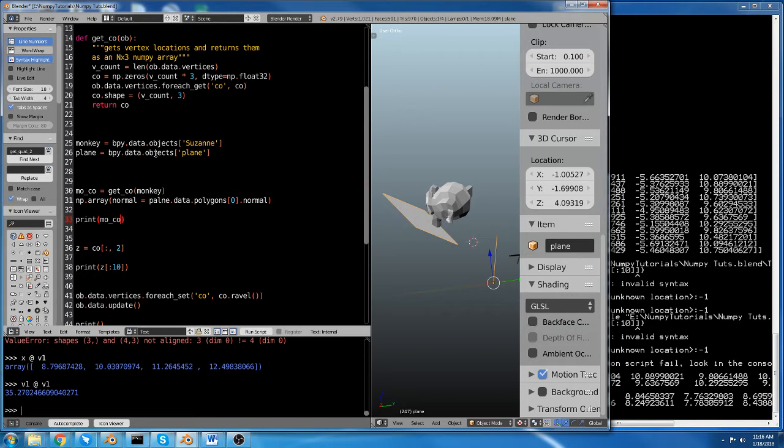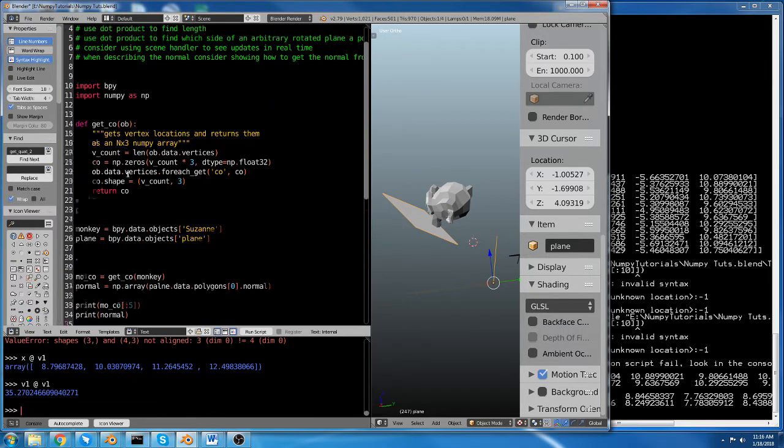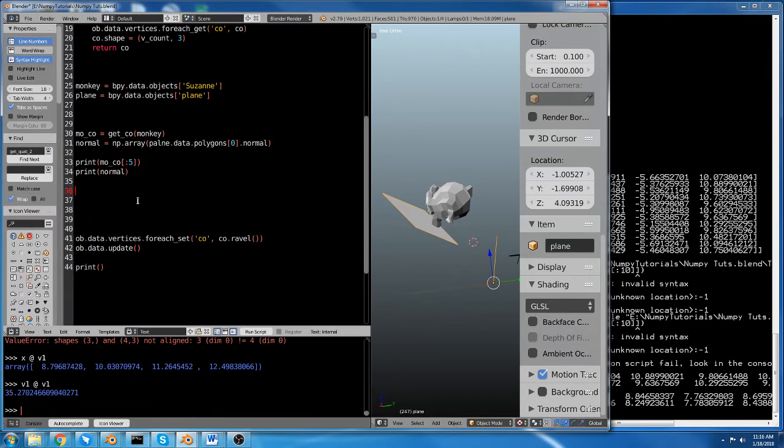monkey CO, just a few of these. I'm doing this to make sure that we did this correctly, and I can already see I did this incorrectly here. This should go outside of the argument, obviously. Am I printing anything else? Yes, I'm already printing that. And this is going to throw an error.